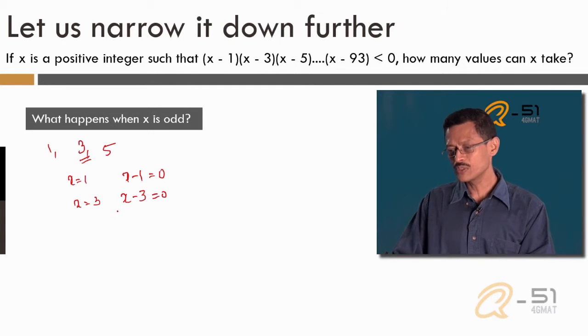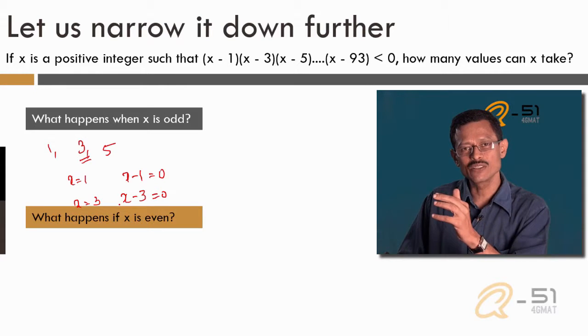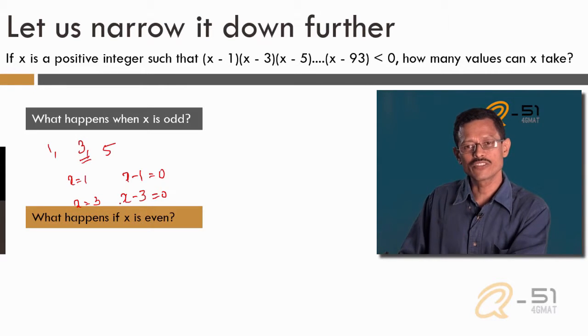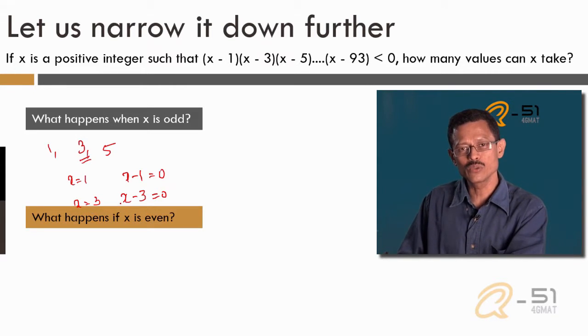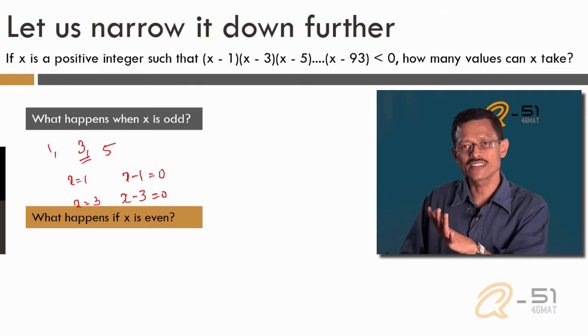So what are we down to? Our range is narrowed down even better. We essentially will have to look at even numbers starting from 2 all the way up to 92 and figure out how many of these numbers meet the criteria that the final product is going to be equal to a negative number, right?